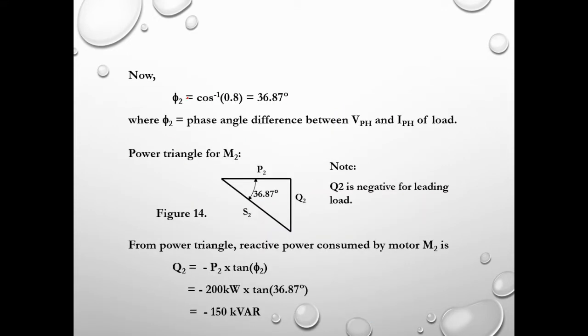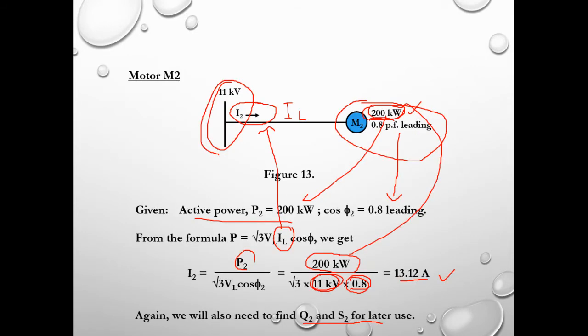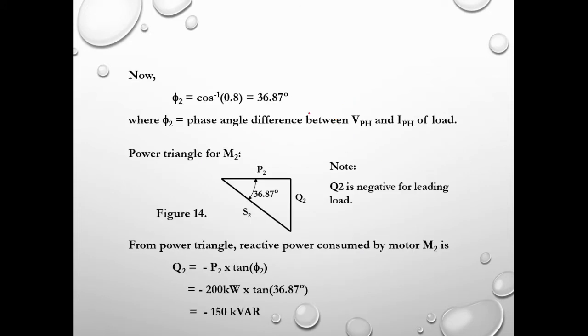So now theta 2 is equal to cos inverse of 0.8. So this is from the 0.8 power factor over here. In terms of degrees, we now have the value 36.87 degrees, where theta 2 is the phase angle between V phase and I phase of the load. Again, referring to the power triangle of M2.